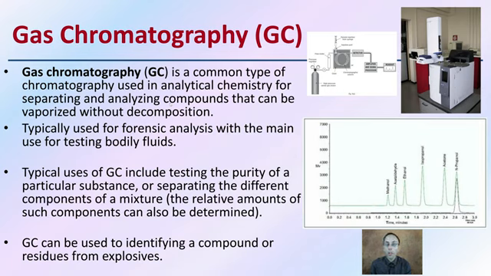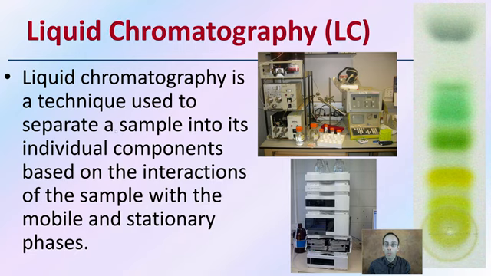The use of the GC includes testing the purity of a particular substance or separating out different components of a mixture, where the relative amounts of such components can be determined. So how much contaminants might be there, what is the purity of the substance detected. Gas chromatography can also be used to identify a compound or residues from explosives. So again, it has multiple uses and is a very common method used.